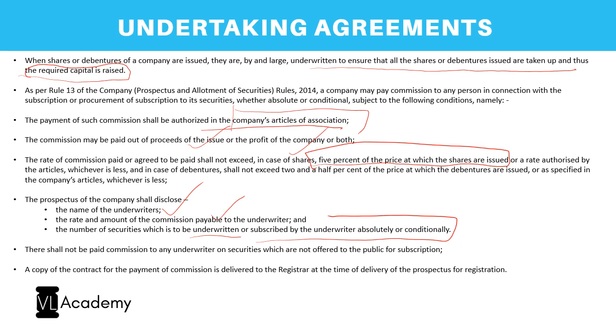And as part of the filing, this contract for the payment of commission, that is the underwriter's contract, should also be delivered to the registrar. You should also file it with the ROC along with your prospectus, right? So this is what an underwriter's commission and underwriter's agreement is.